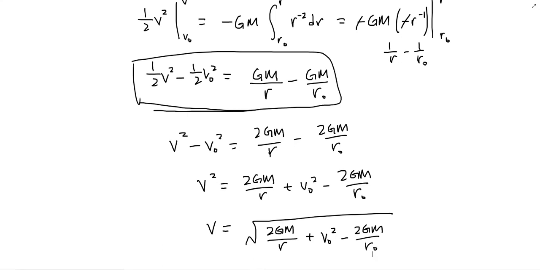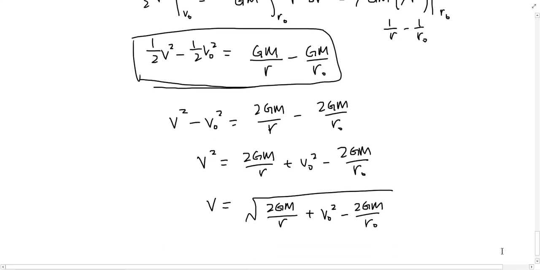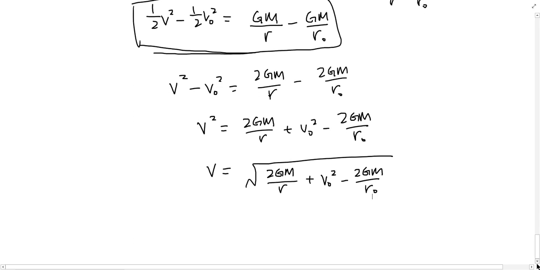Good? So now here comes the interesting part. We know that v has to be positive, but notice that v is also underneath the square root, and that becomes interesting. The reason it's interesting is that in order for v to actually have a value, what's underneath this radical must be positive. Otherwise, we would not have a v value. So that implies 2gM over r plus v sub 0 squared minus 2gM over r sub 0 must be greater than 0.